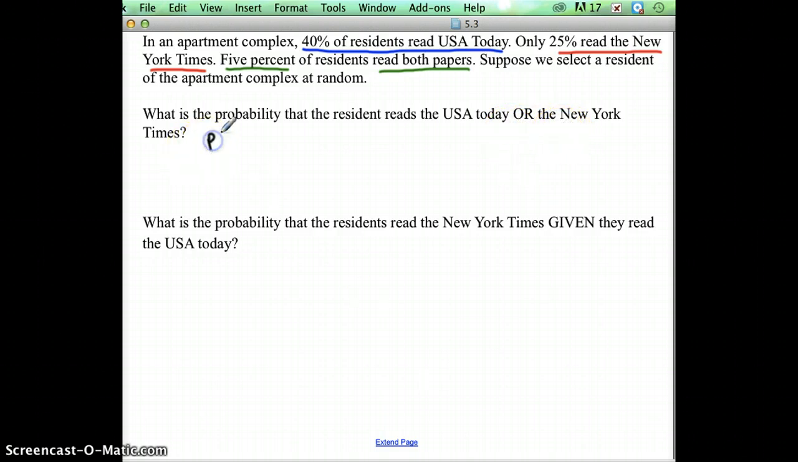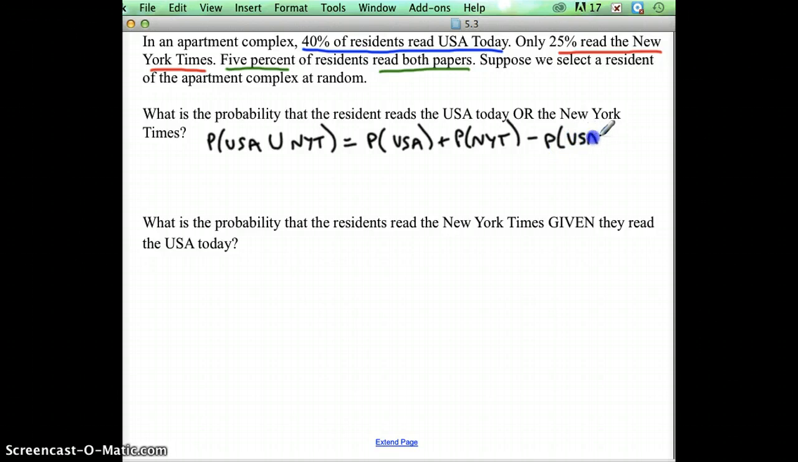Okay, probability of USA Today or New York Times. Well, there's an overlap, right? Some people read both. So when there's an overlap, you have to subtract off the overlap. So this would be the probability of reading USA Today plus the probability of reading New York Times minus the overlap, which would be USA Today and the New York Times. Okay, so remember this is an or and this is an and.